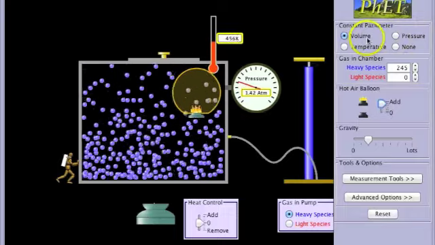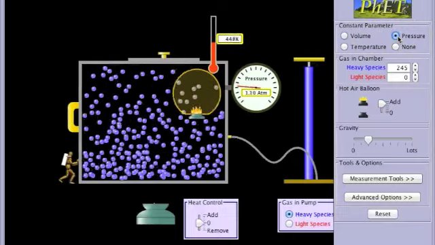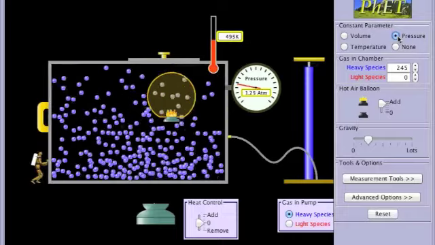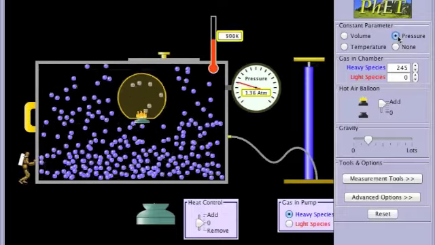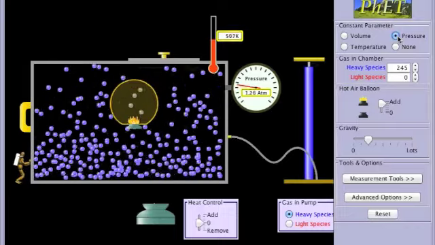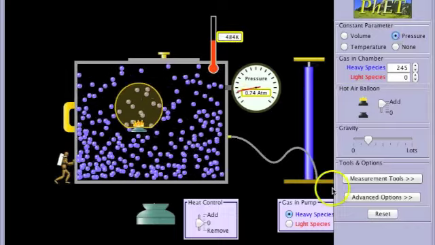Now we're going to move on to pressure. The more frequently the gas impacts the container wall or the balloon wall, the higher the pressure. So as volume decreases, the pressure increases. As you can see, they are related. There's no drastic change in this experiment.